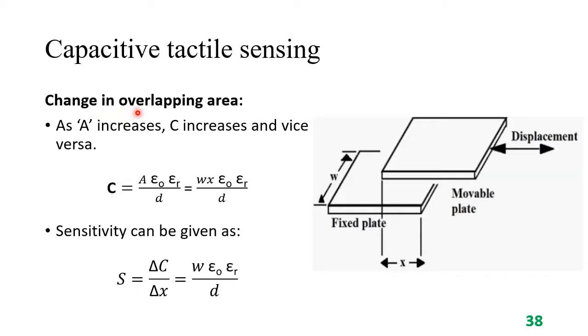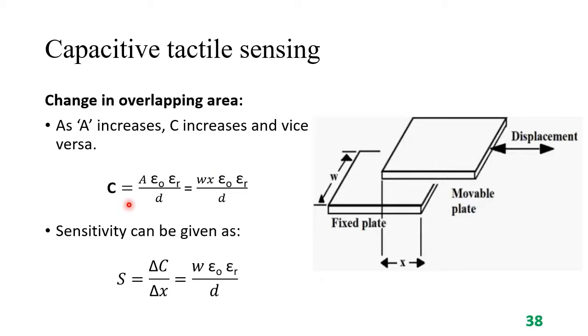Change in overlapping area: as overlapping area increases, capacitance increases and vice versa. Here we can see two plates. The lower one is the fixed plate and the upper one is the movable plate. This plate can be moved towards left or right. As we move this plate, the overlapping area changes. The overlapping area can be given as W times X. Since W is fixed, the overlapping area is directly proportional to X, which is the displacement.